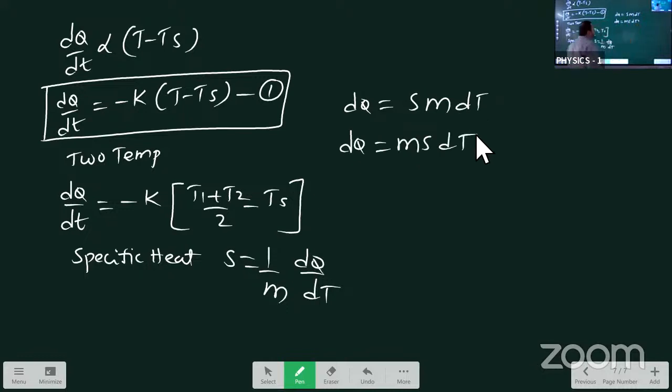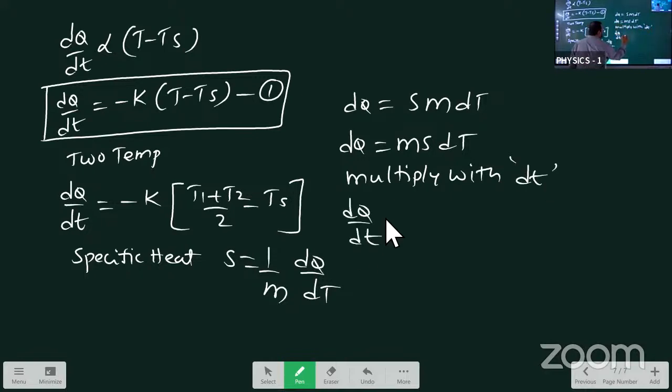Like this, see, dQ/dt means t goes to the left side. dQ is equal to ms dT. Our college name is only ms. So dQ equals ms dT. From this, multiply left and right sides by 1/dt. So dQ/dt equals ms into dT/dt.